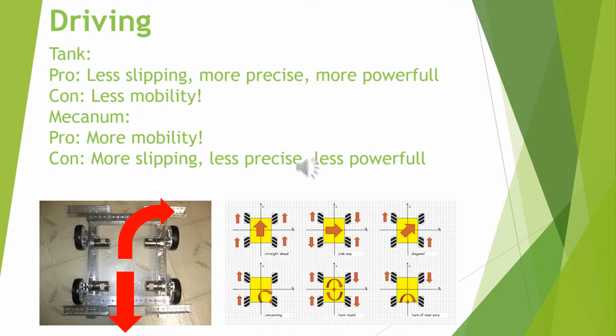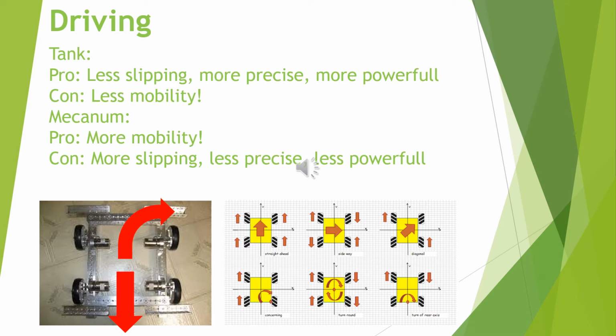One of the most important parts of the game is driving. Without driving, you can't go where you need to go. There are 2 main forms of driving in FIRST Tech Challenge. You have tank drive and mecanum drive. Tank drive is the most simple. You have motors on the left side of your robot and on the right side, and by turning them on or off, you can move forwards, backwards, and you can turn.